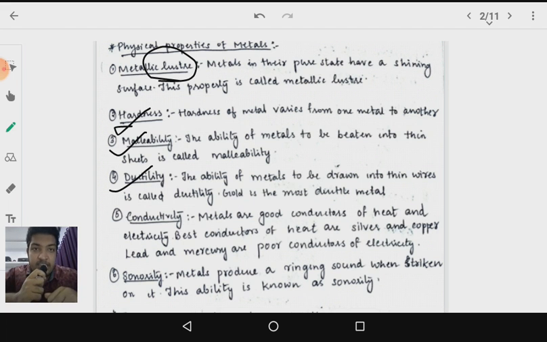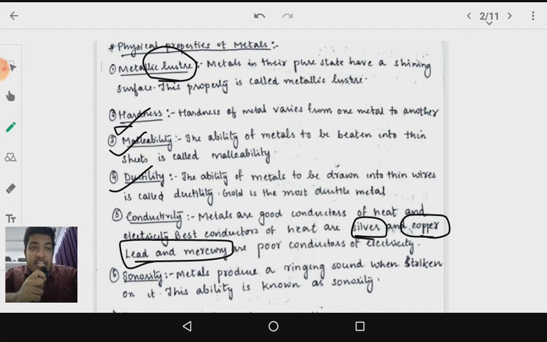Next is conductivity. Conductivity is the ability of a substance to allow electricity or heat to pass through it. And metals are the best conductors of electricity as well as heat. Among metals, silver and copper are the best conductors of heat. Now, talking about electricity, again copper has the maximum conductivity, and lead and mercury are the metals which have the least conductivity. That means they are poor conductors of electricity.